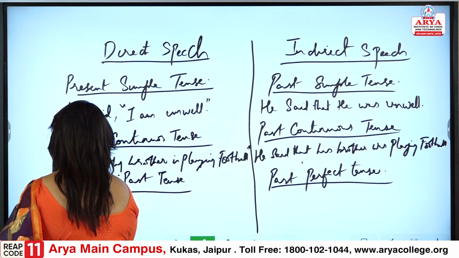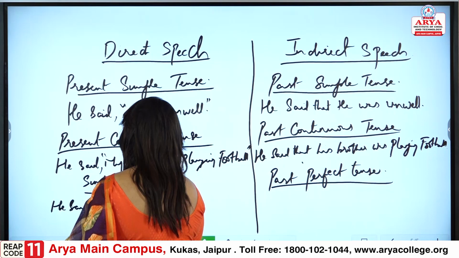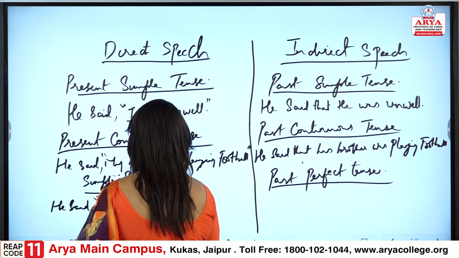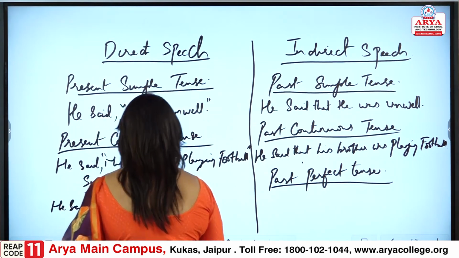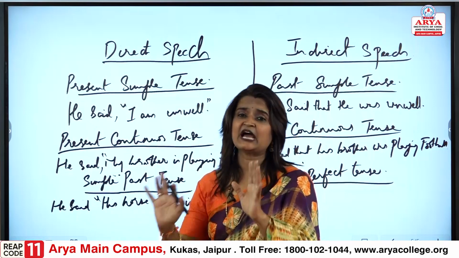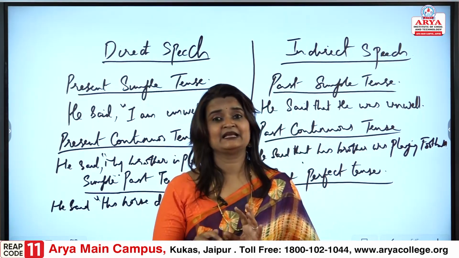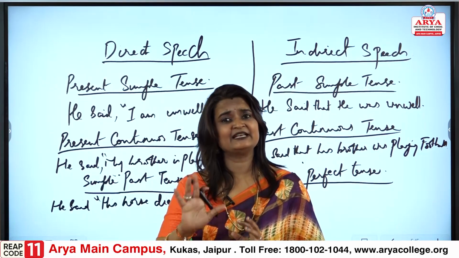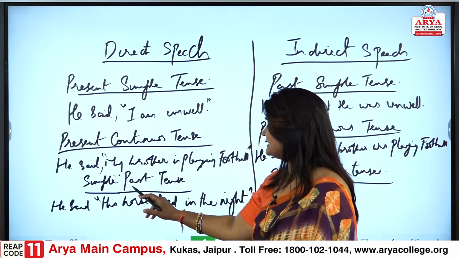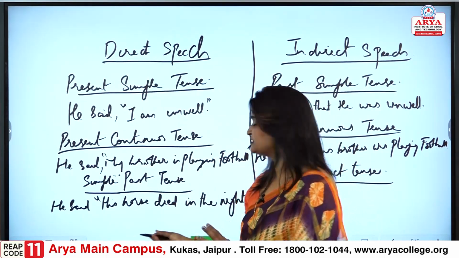He said his horse died in the night. He said that his horse died in the night. This is again simple past tense. Recently, last night the horse is dead. So, it is like his horse died in the night. Fine, that is what his words were.